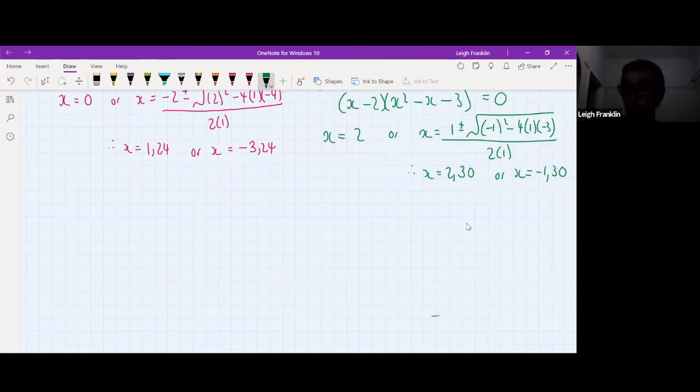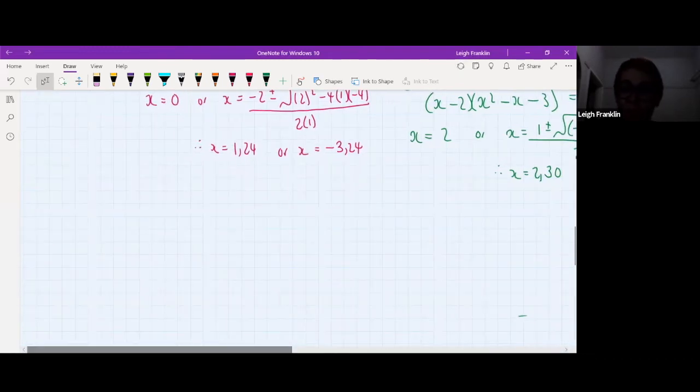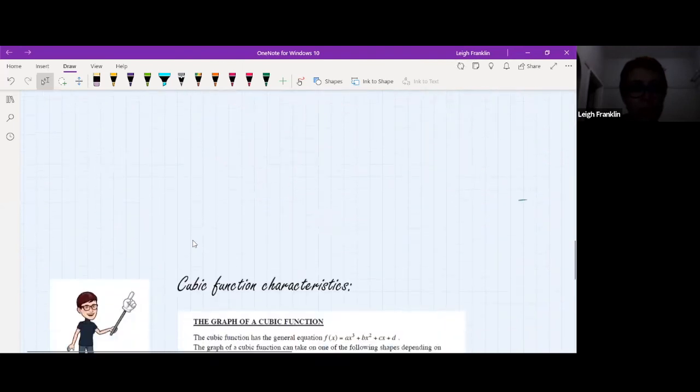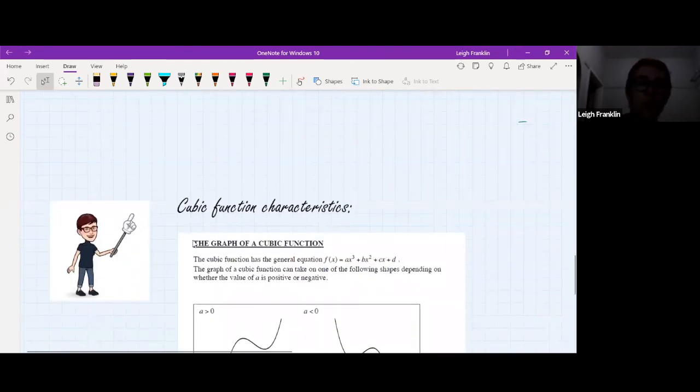Okay, so what we've just practiced is solving cubic equations or finding the x-intercepts of a cubic function. That's what we've just practiced doing in this section. All right, so what I want to try and do now for the remainder of this lesson is just discuss the cubic function with you a little bit, and try and tie what we're seeing in these solutions to what you see in the cubic function.